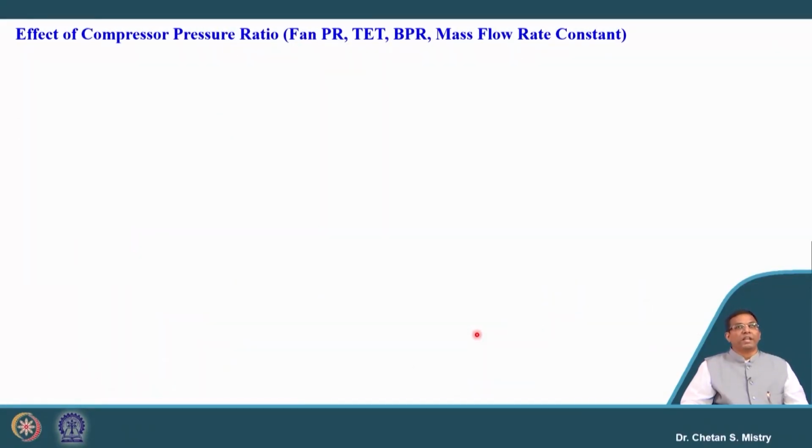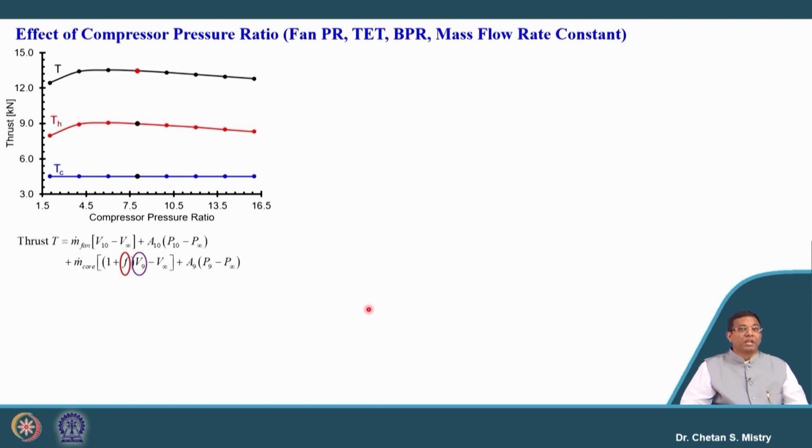Now, let us look at the next parameter. It says effect of compressor pressure ratio. Here in this case we are keeping fan pressure ratio, turbine entry temperature, bypass ratio and mass flow rate constant. So, let us look at what is happening. When we are increasing our compressor pressure ratio, it has no impact on my cold thrust. That will remain nearly constant, but at the same time for the hot thrust we will have a reduction in the thrust with increase of compressor pressure ratio.